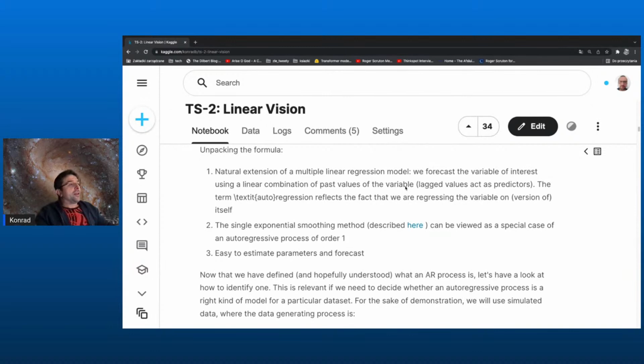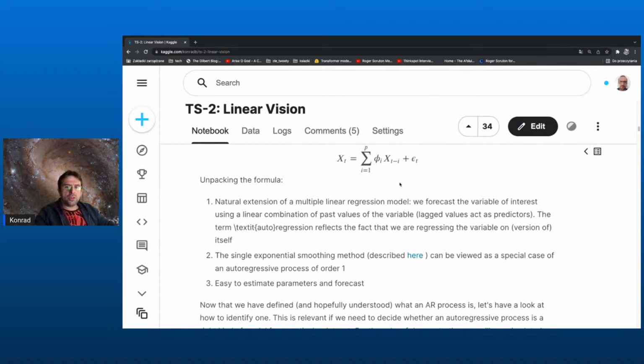The relevant bit. It's simple to think of an autoregressive model as a sort of linear regression model. It's just that our covariates are shifted values of the target itself. So we have certain coefficient, phi one will be associated with observation shifted by one step, phi two shifted by two steps, etc., plus epsilon. So lagged values of the target itself are our predictors.